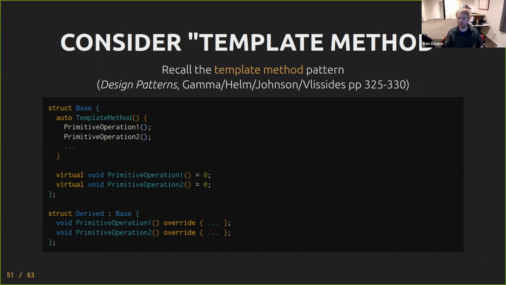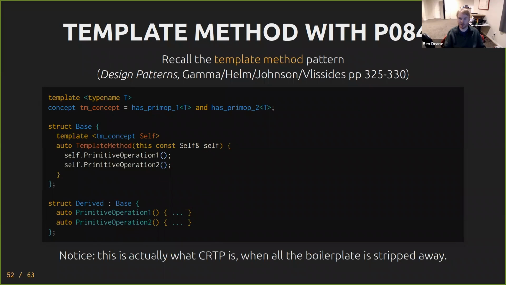So you remember the template method pattern from design patterns? This is where the base class has a template method and it calls virtual functions that are implemented by the derived classes. Maybe some of you remember this. As this is expressed in the book, and indeed in many code bases, it just looks pretty much like this. With deducing this, you get to constrain the template method, right? You get to make sure it's actually callable on your derived class.